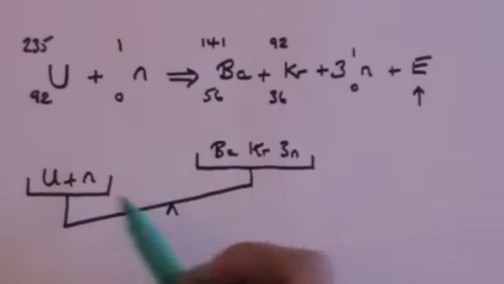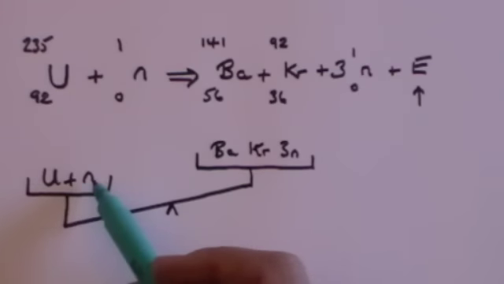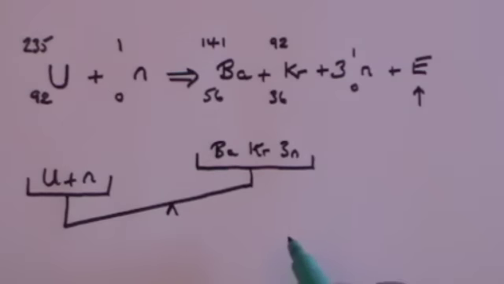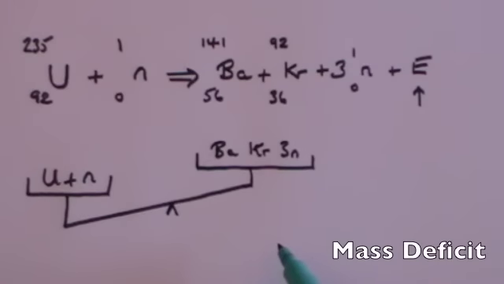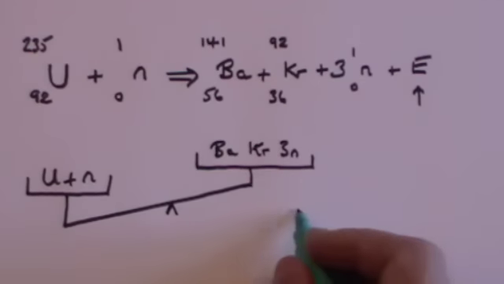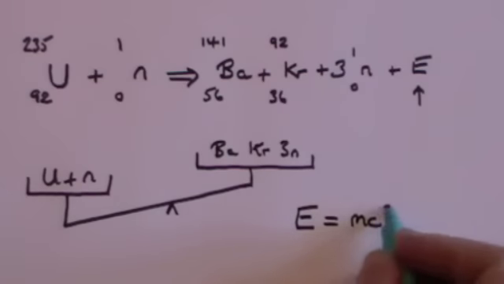In other words, when this atom and the neutron decay into these two atoms and three neutrons, there's what's called a mass deficit. Some of the mass disappears. Where on earth does that mass go? Well, you've probably all heard of Einstein's famous equation, E equals mc squared.